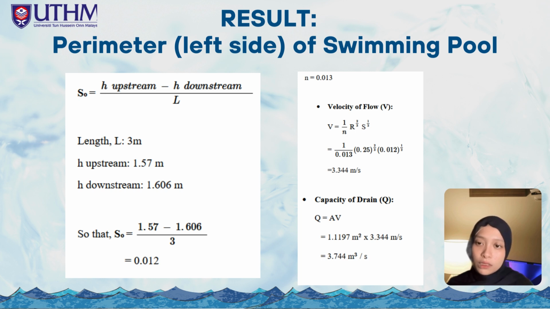Then with a roughness coefficient n of 0.013, we calculate the flow velocity to be 3.344 meters per second, and this results in a total drain capacity Q of 3.74 cubic meters per second for the swimming pool perimeter.